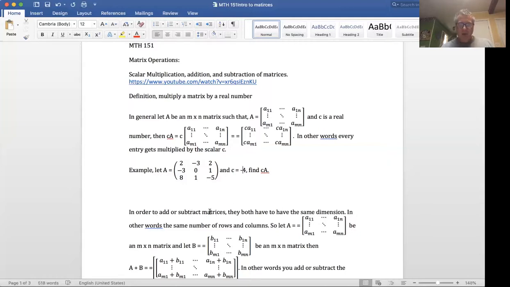If we did this, we would multiply, let's finish this up before I go on to the next one. We multiply the 2 by -4, the -3 by -4, and the 2 here by -4. So that'd be -8, 12, and -8 across the first row. The second row would be 12, 0, and -4. Then the third row, we multiply through by -4: -32, -4, and 20.